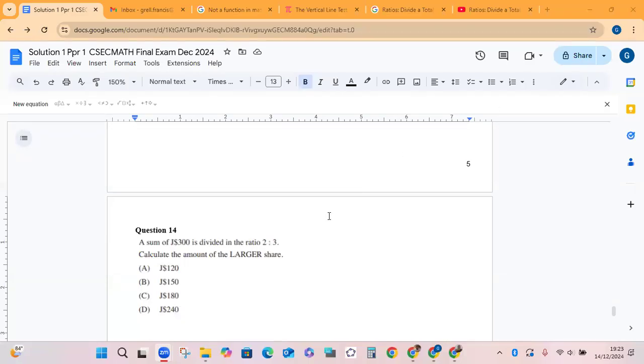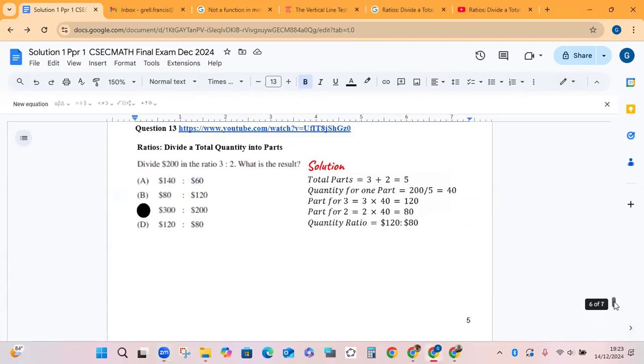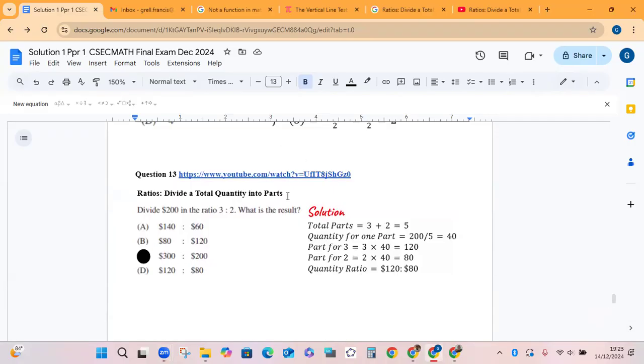In this video, we are going to discuss question number 14. It says a sum of $300 is divided in the ratio 2 to 3. Calculate the amount of the larger share. So this is another example like number 13, where you have to divide a quantity into parts, and it comes under the umbrella of ratios.